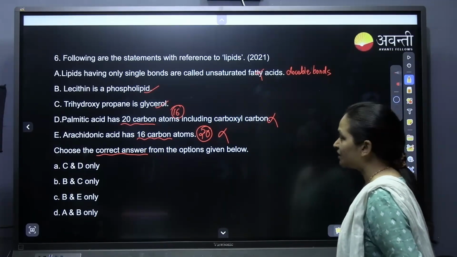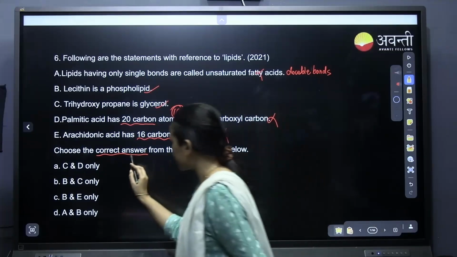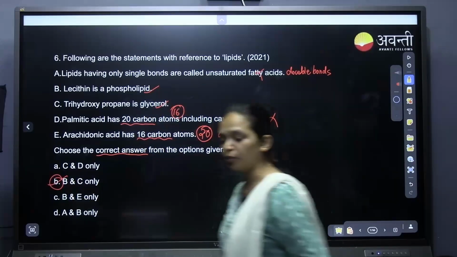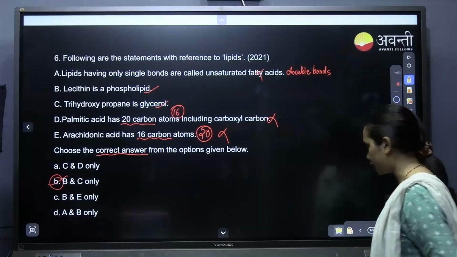So we got only B and C as the right answer. We need to find the correct answer here. So B and C only is the correct answer, which makes B for Bombay the right option.